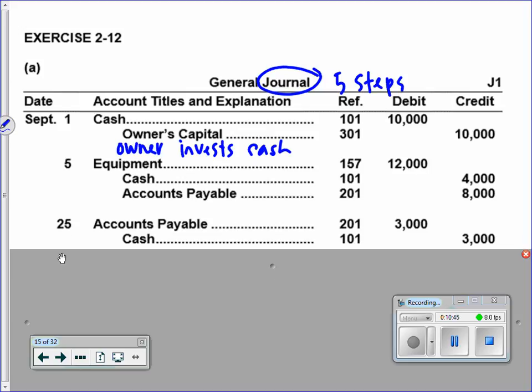Can you tell from a test perspective, a problem like this is a points hog? Why do I say that? There's a lot of stuff. I see a date, I see a debit account, I see a credit account, I see a debit number, I see a credit number, and I see 2 post references. You guys, that's 7 points right there.